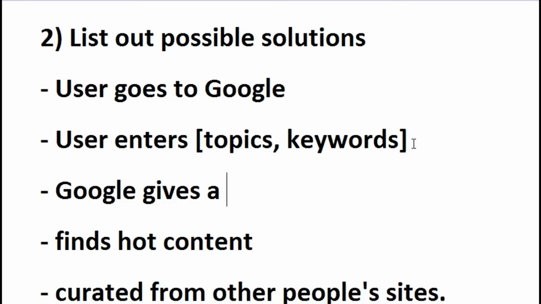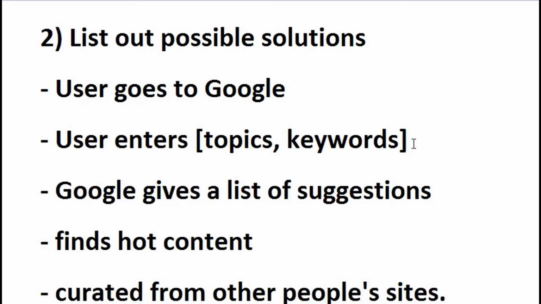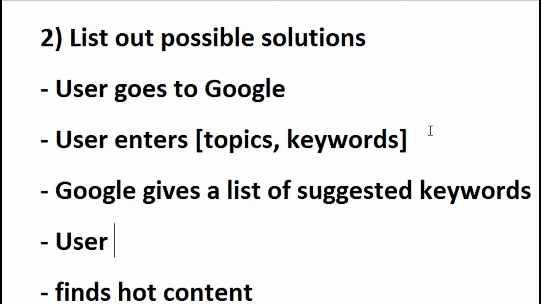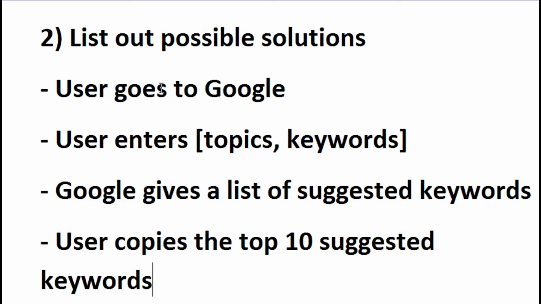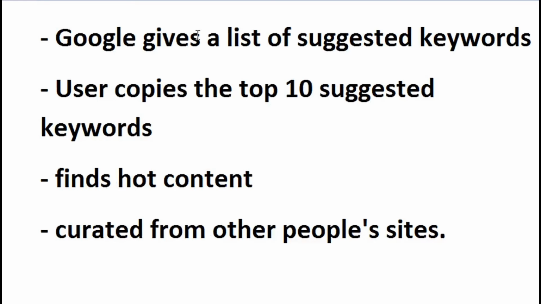User enters topics and keywords. Google gives a list of suggested keywords. And the normal process is that the user copies the top 10 suggested keywords. So what I'm doing right now is I'm trying to break it down to what the user does. Don't worry about what the plugin does yet. We're going to do all that in just a minute. So user goes to Google, they type in the keyword, then Google gives a list of keywords. So you're telling us what the machine does and the user does.